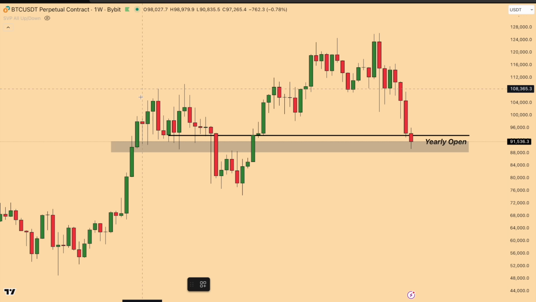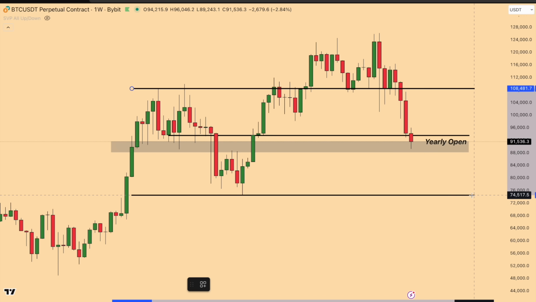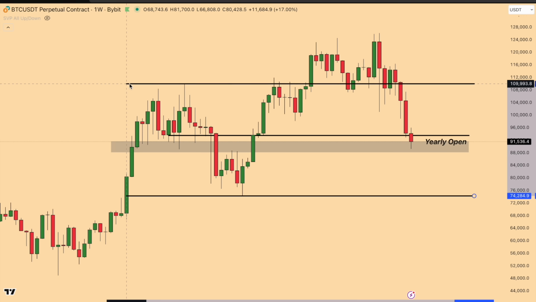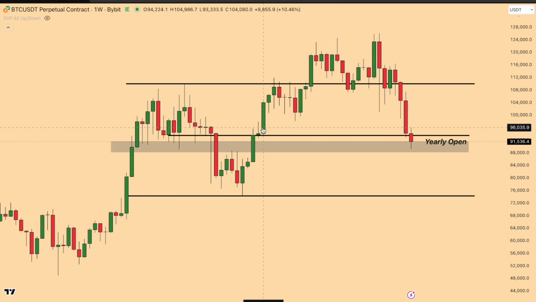We can also look at this as a range. So this being our range low from this high to this low. Of course, we had this SFP up here that you could extend the courtesy of the range high over to.